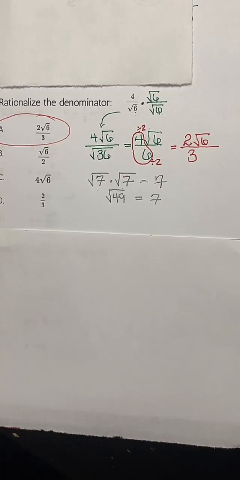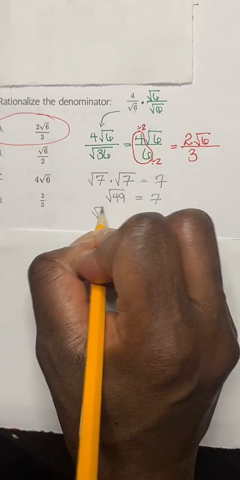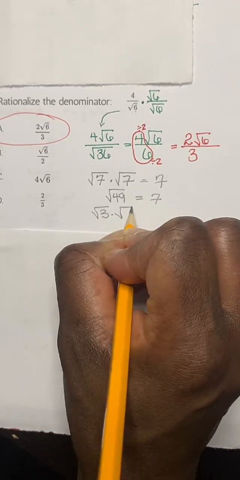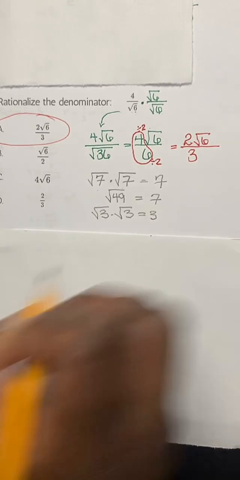So, it doesn't even matter. If you say the square root of 3 times the square root of 3, your answer is going to be 3.